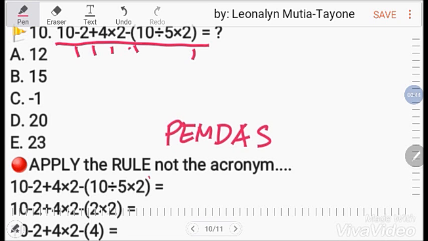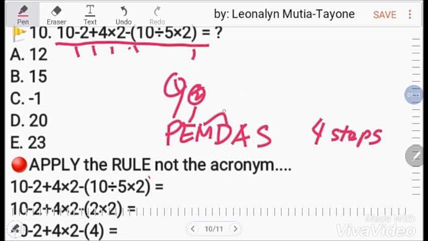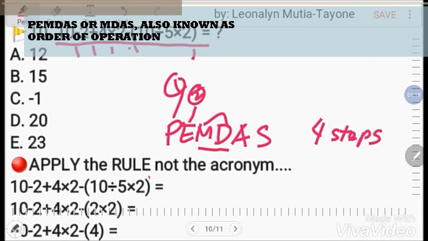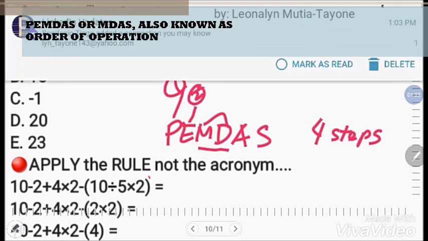Ang rule ng PEMDAS, 4 lang po ang steps niyan. Number 1 step, groupings or parentheses or lahat ng nasa loob ng parentheses, isolve mo na according pa rin sa rule. Next, exponent at lahat ng mga klaseng mga square root. Next, itong si M at si D. Equal lang si M at si D, kaya kung alin ang mauna sa kanila, kung mauna si division, then do division. Kung mauna si multiplication, so do multiplication.